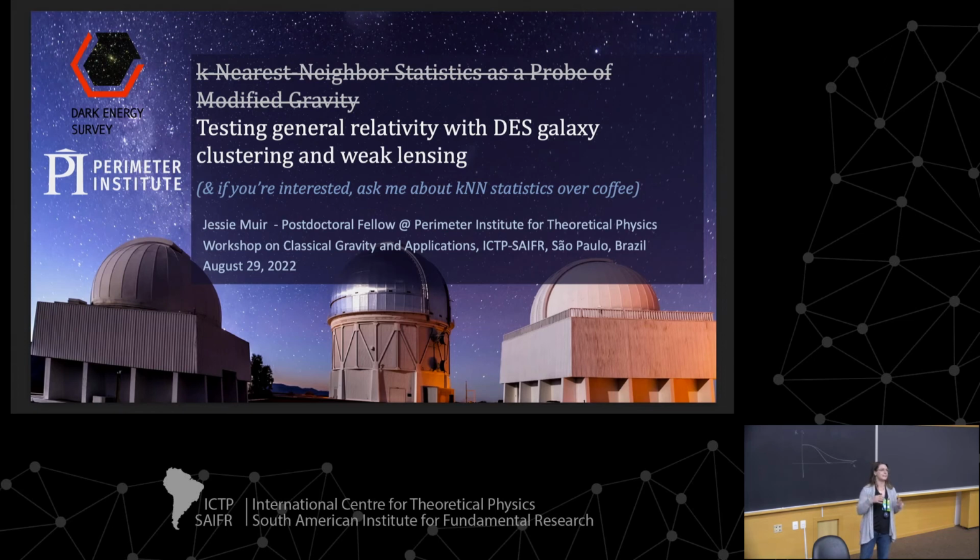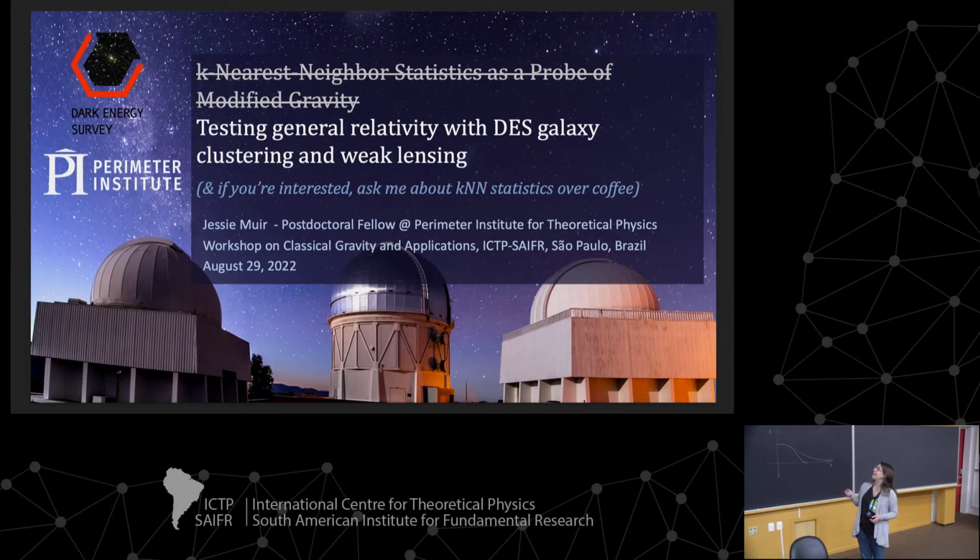Some summary statistics for measuring large-scale structure beyond two-point correlation functions. When I submitted my abstract, I was a little bit overly optimistic about how much progress I would make on it this summer. So I've shifted my talk to talk more about work I've been doing within DES with many great collaborators, including some here. All right.